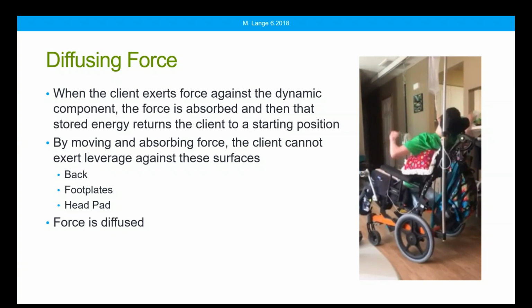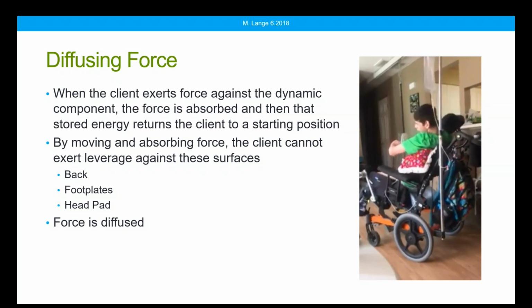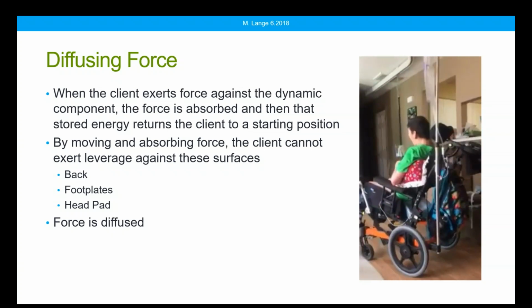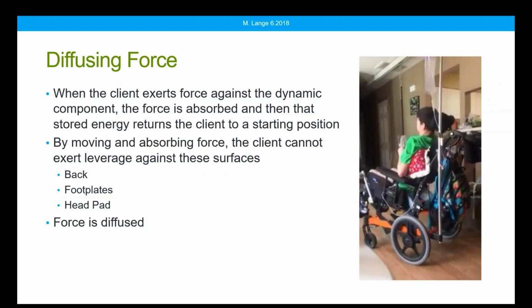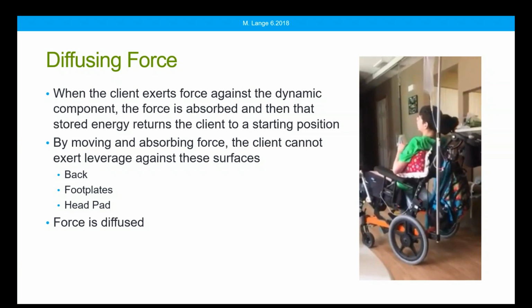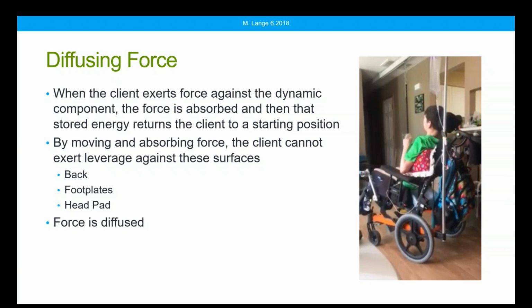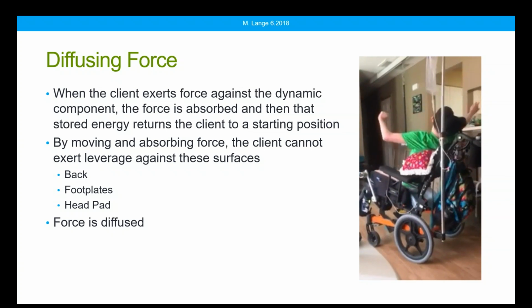By moving and absorbing forces, the client cannot exert leverage against those surfaces, and that includes the back, the foot plates, and the head pad. I think it even includes the seat. A lot of my clients leverage their thighs off of the seat and they push into these surfaces. When that surface gives, it takes the leverage away. It takes the wind right out of their sails.